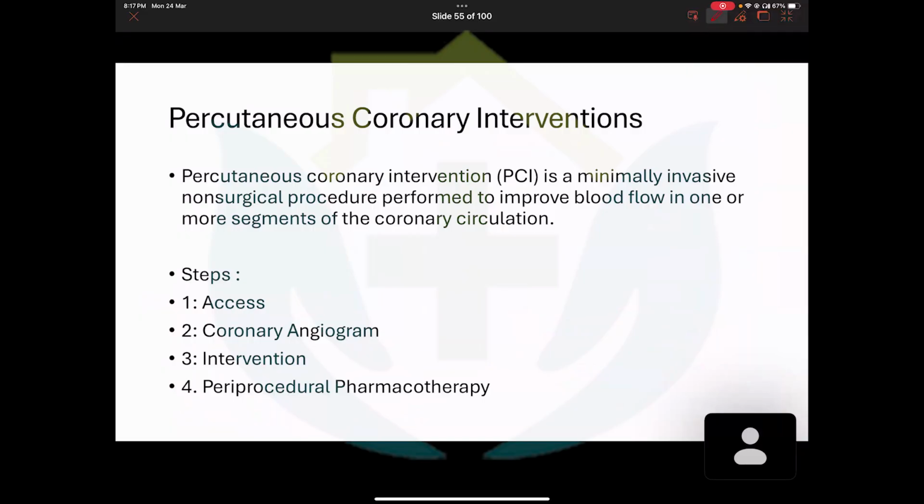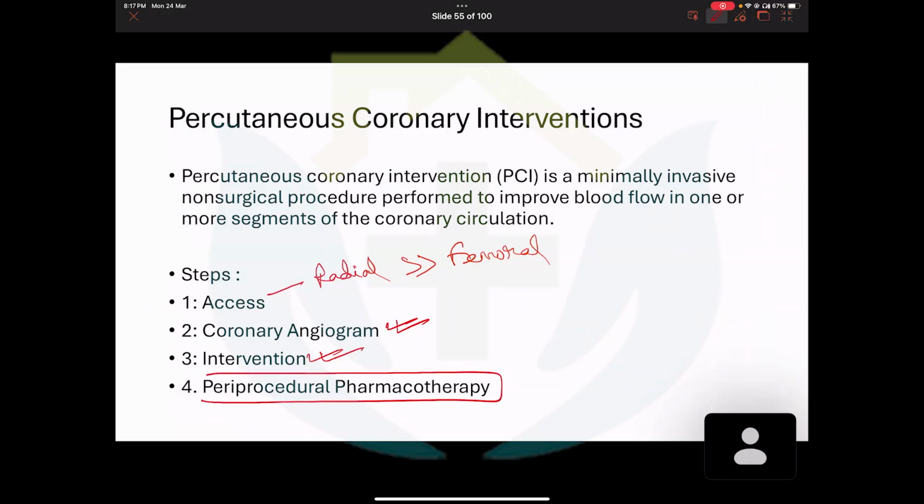Okay, so now we have gone for a PCI. So we have to give an access first. The access is usually a radial line. The other option is a femoral, but usually you go for a radial line. You do a coronary angiogram, do the interventions, and give peri-procedural pharmacotherapy. What is it? Continue with the dual antiplatelet therapy, continue with the unfractionated heparin or Clexane, and if there is a complication, that is there is a low flow, TIMI grade 1 or grade 2 is being achieved, then go for GP2B3A inhibitors.